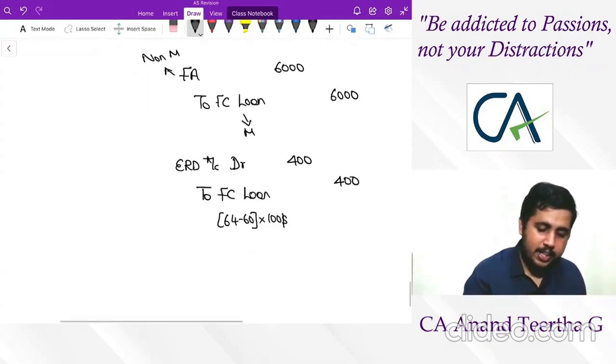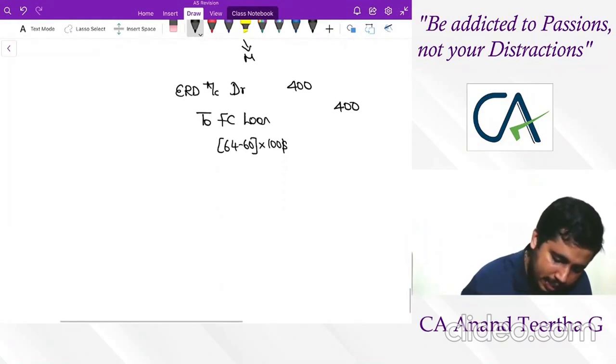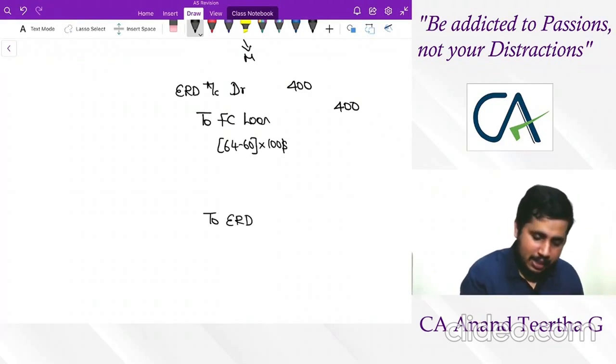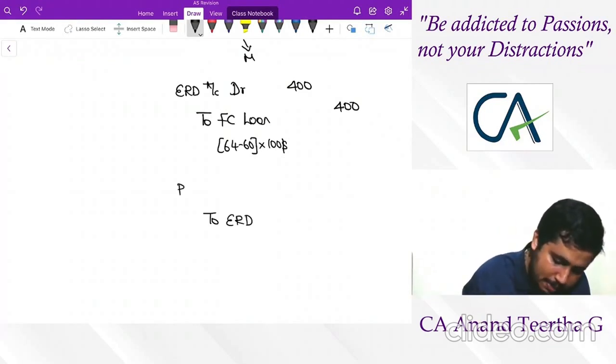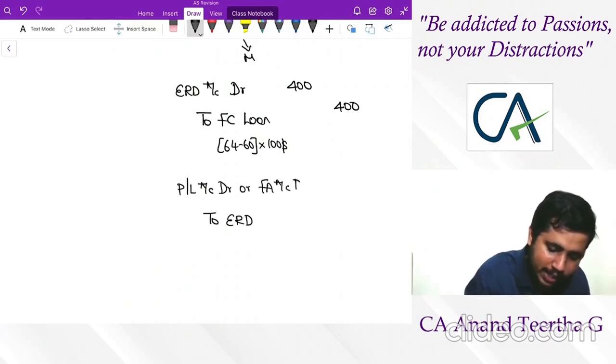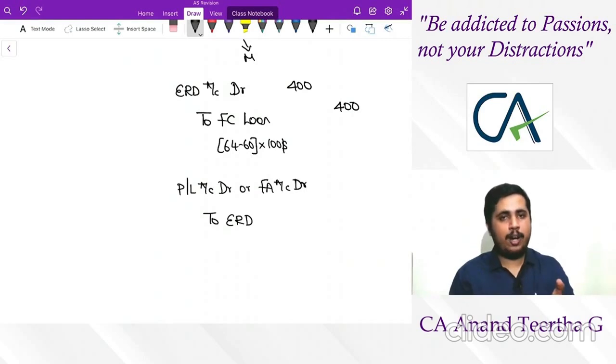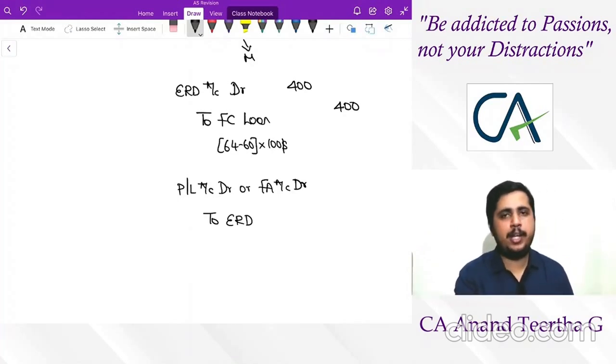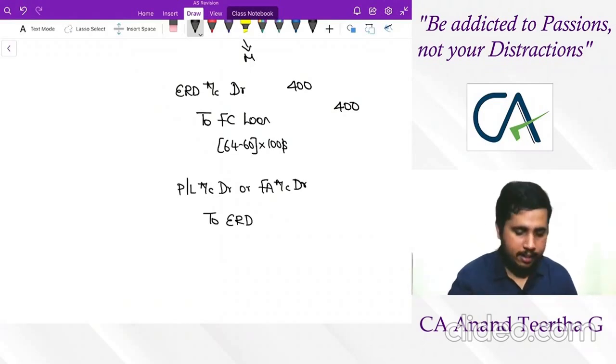Okay, then this ERD should be shifted, right? So this ERD will be to ERD because over there it was debit, and this time either you will consider this as P&L account debit or you can consider it as fixed asset account debit. Why is that? What is the condition? You acquire a depreciable fixed asset out of a foreign currency loan, then the exchange rate difference can be adjusted to the cost of the asset. So over here either shift it to P&L or fixed asset, anything is fine.